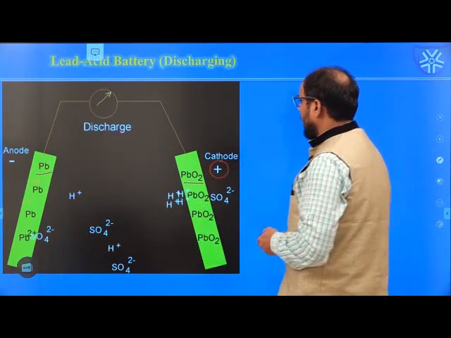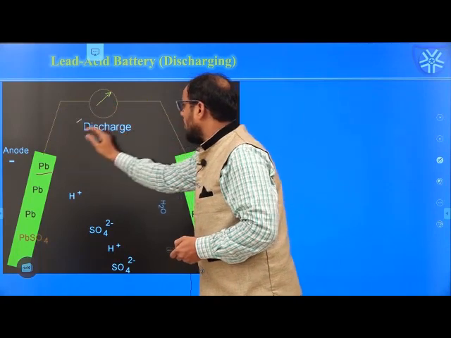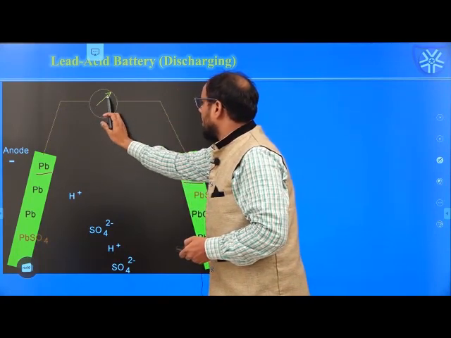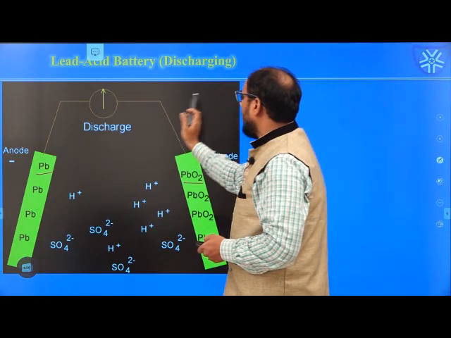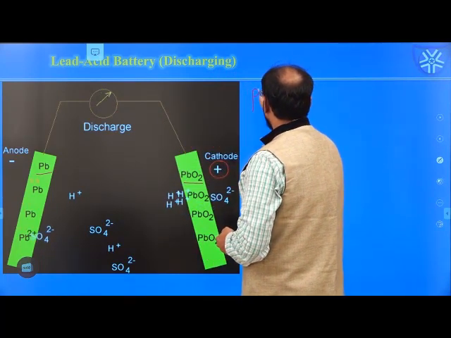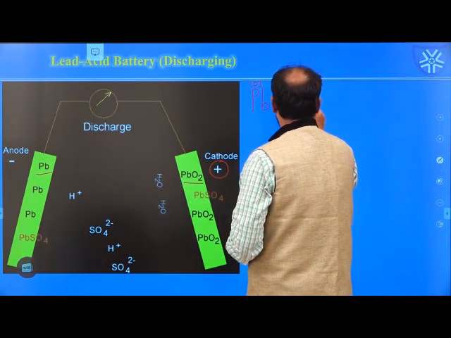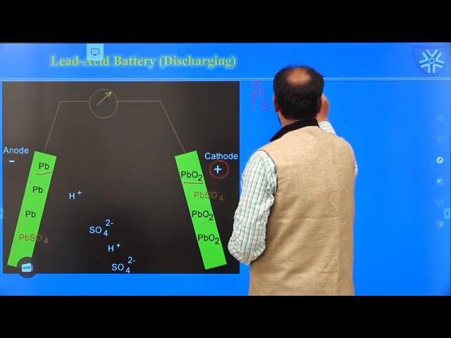So, we should know that the flow of the current is from the anode to the cathode, which is shown by the deflection of this voltmeter. So, Pb, which is in the zero oxidation state, will lose electrons to form Pb2+.